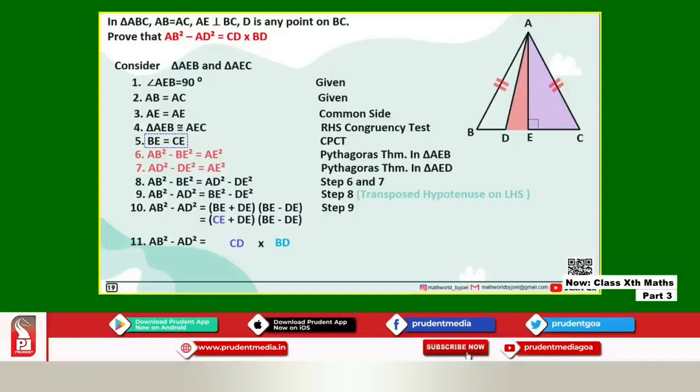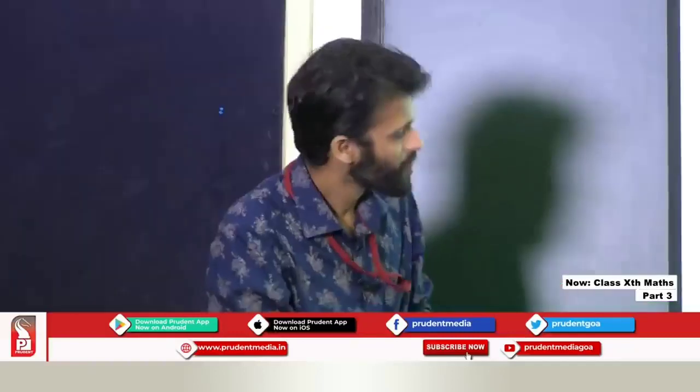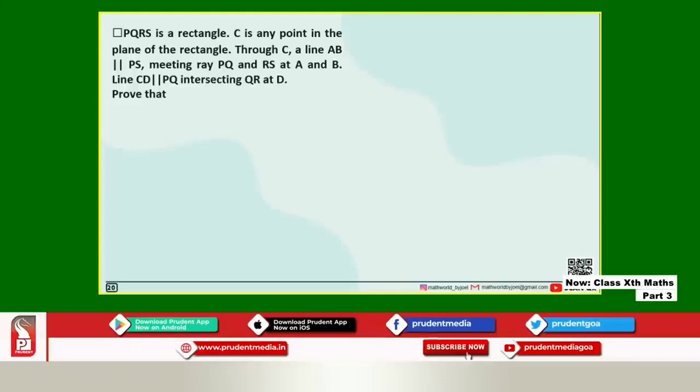Let's go ahead to the next proof. PQRS is a rectangle. C is any point in the plane of the rectangle. Through C, a line AB is parallel to PS, meeting rays PQ and RS at A and B. Line CD is parallel to PQ, intersecting QR at D. Prove that this. Okay, so there is so much information. Again, without a figure, it's very difficult to understand.